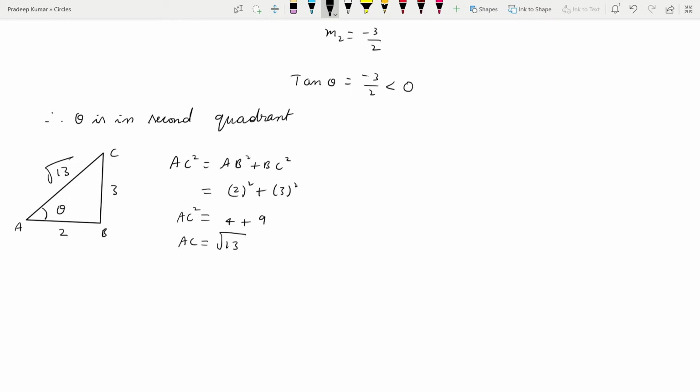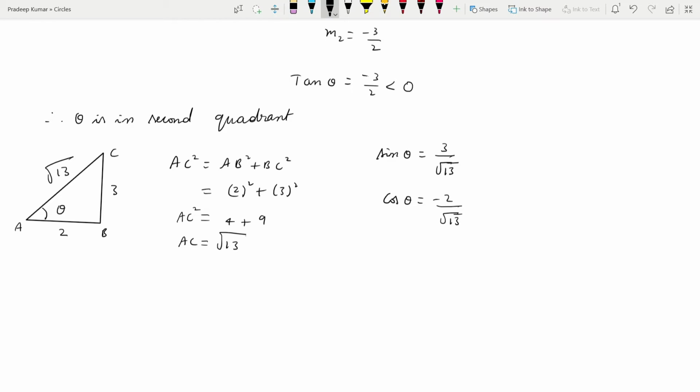Now from this, if I have to write cos theta and sin theta, I can write sin theta equal to 3/√13, which is opposite by hypotenuse, and the value is positive because in the second quadrant sin theta is positive. Alright. Next, cos theta we have to find out. So cos theta is -2/√13 because in the second quadrant cos theta is negative.